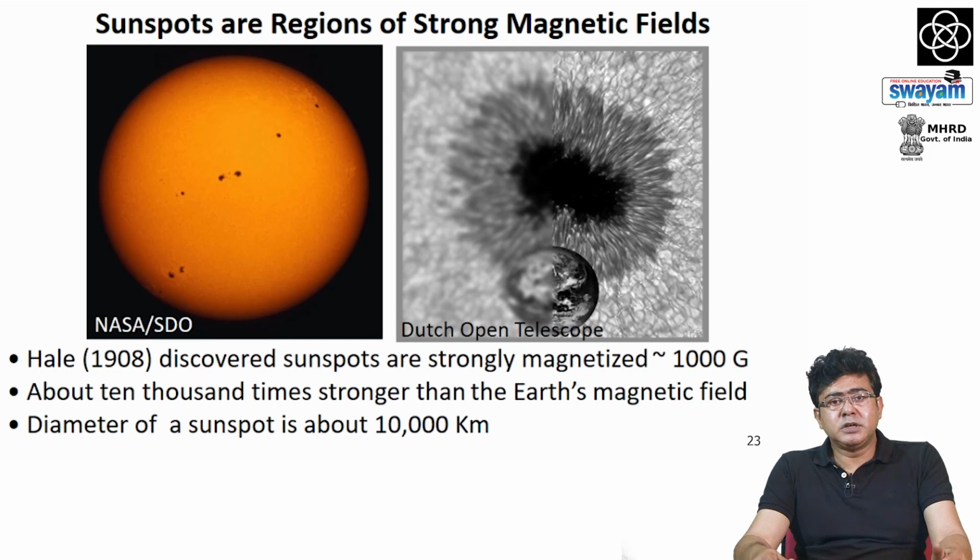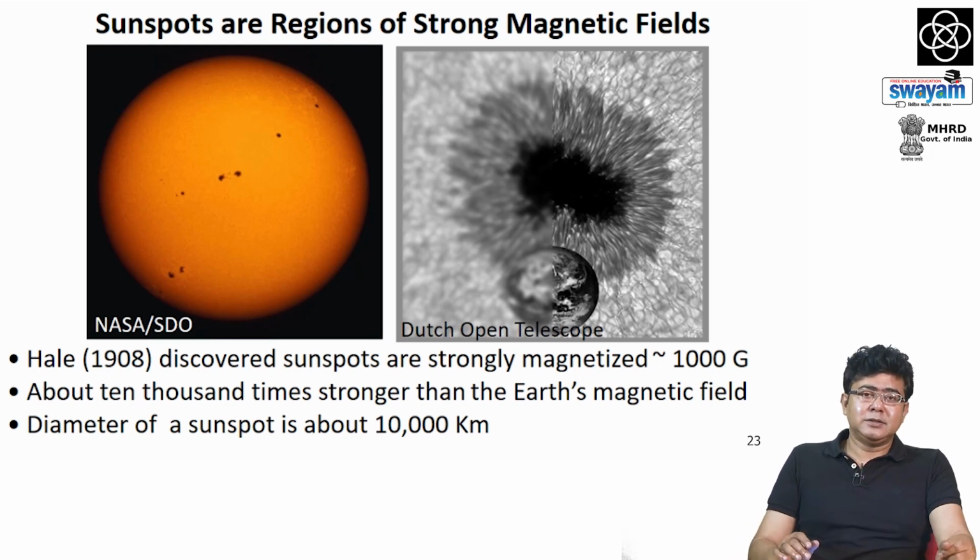So, sunspots are very large structures as well. The typical radius of a sunspot is about 10,000 kilometers. In fact, you can fit a few Earths inside a sunspot, and the magnetic field that you find in sunspots is about 10,000 times stronger than the Earth's magnetic field, which is much weaker than the sun's magnetic field.